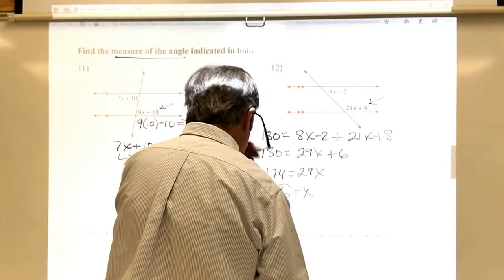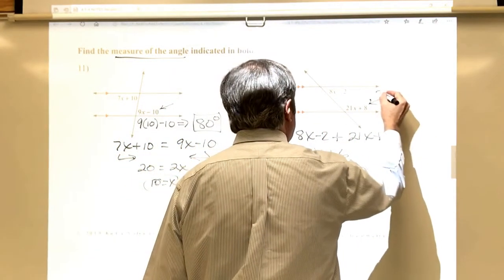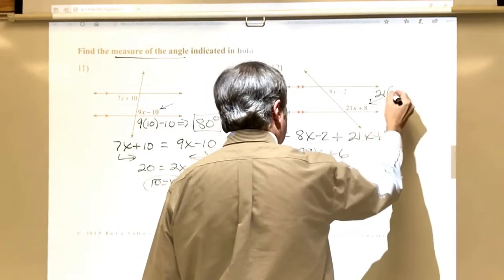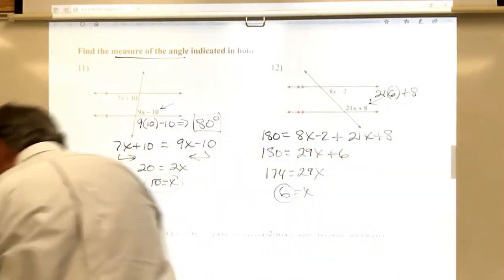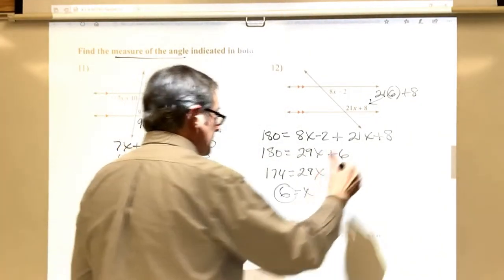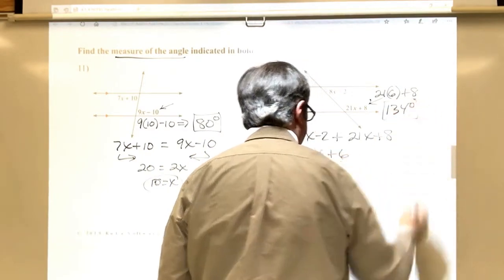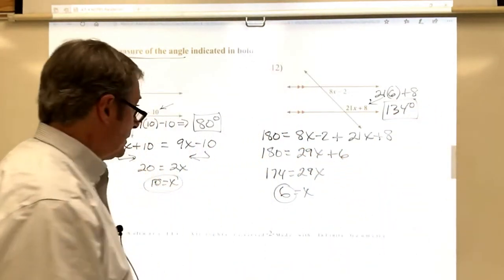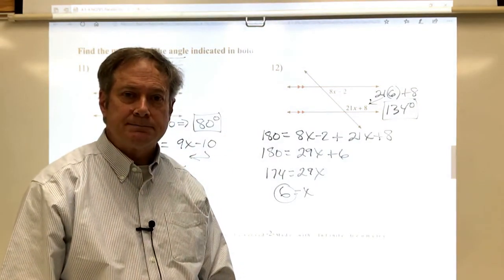Okay, but again, we need to plug it in here. So we're going to do 21 times x, which we now know is 6, plus 8. And 21 times 6 plus 8 is equal to 134 degrees. And so that would be the answers for problems 11 and 12.